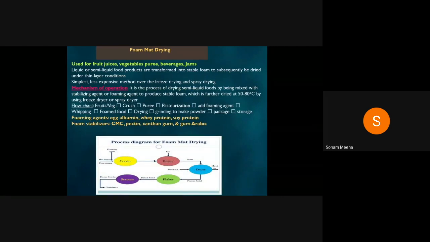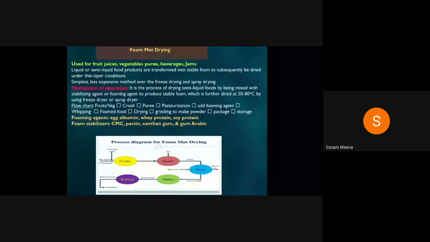Next is the foam mat dryer. For fruit juices, vegetable purees, beverages, and jams, they use foam mat drying. Foaming agents and foam stabilizers are important. Foaming agents like egg albumin, whey protein, soy protein. Foam stabilizers like carboxymethyl cellulose, pectin, xanthan gum, and gum arabic.